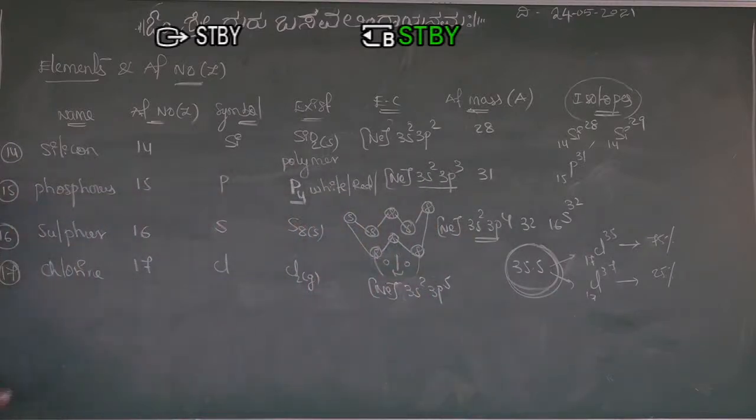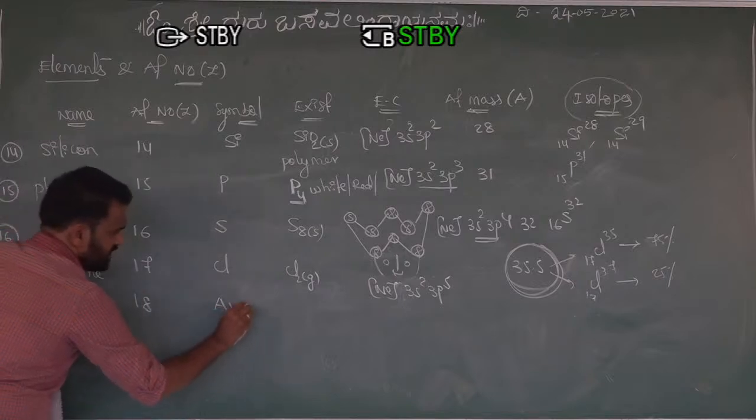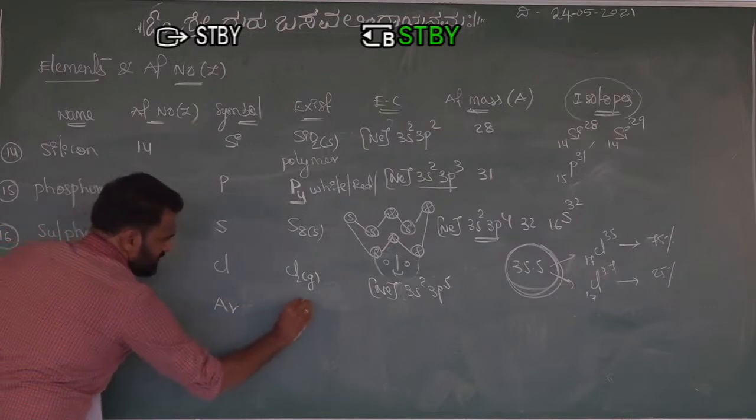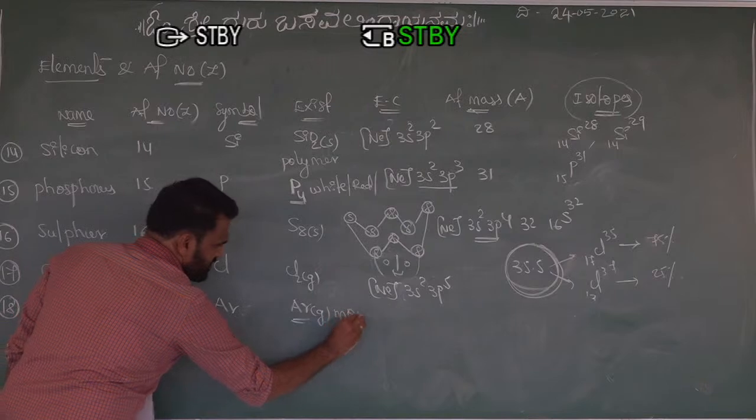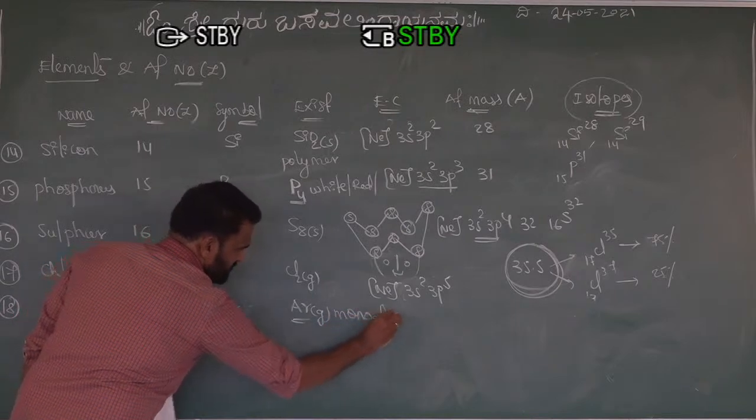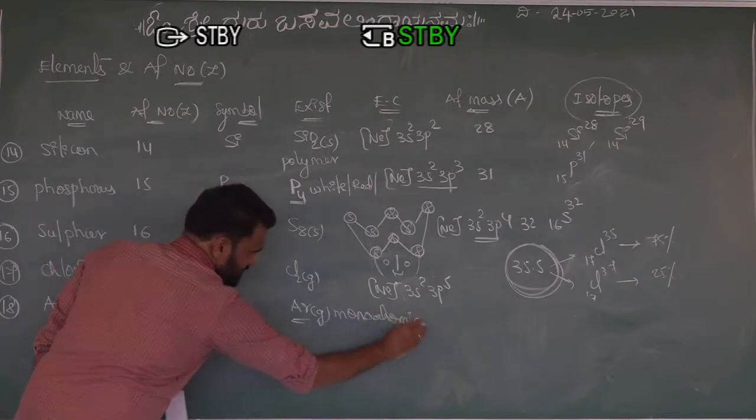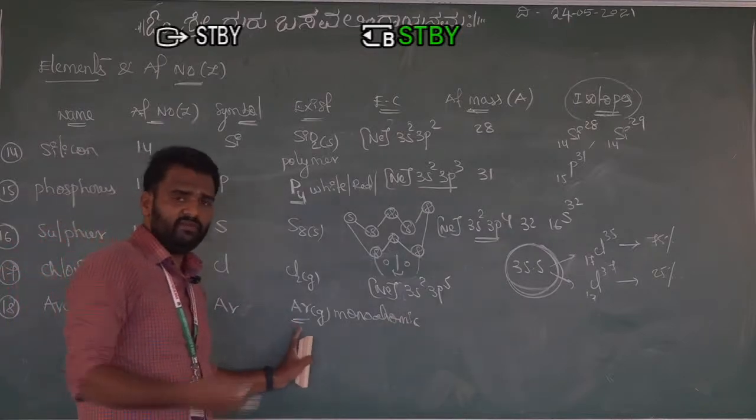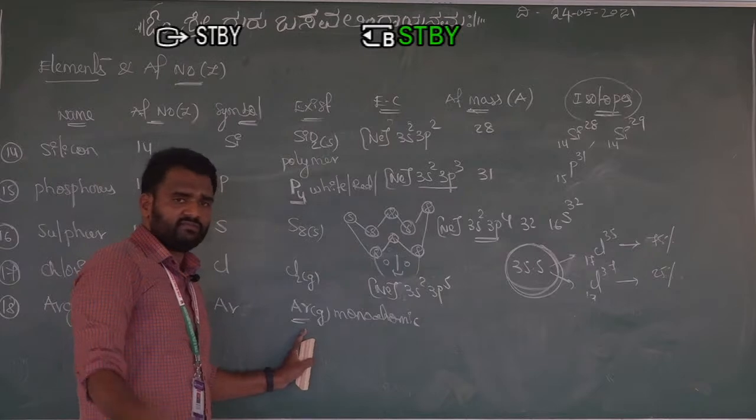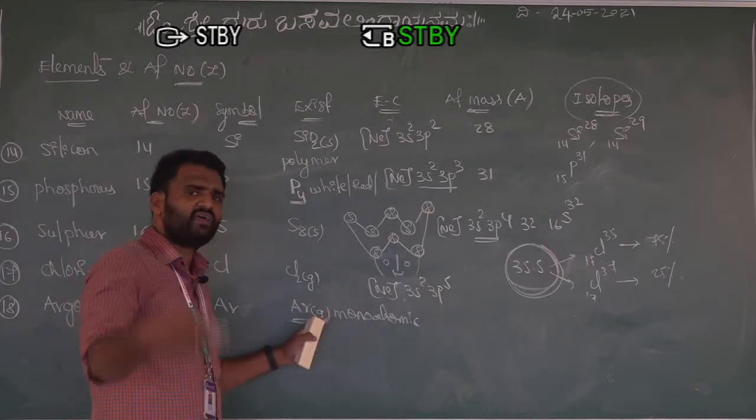Next, what is the name of, argon. Argon atomic number is 18. Its symbol is Ar. And in nature, argon is in gaseous state. It is a monoatomic gas. What is the meaning of monoatomic gas? It will not combine with any other elements. It will be an isolated atom, meaning there is no reaction with other atoms, similar or dissimilar.